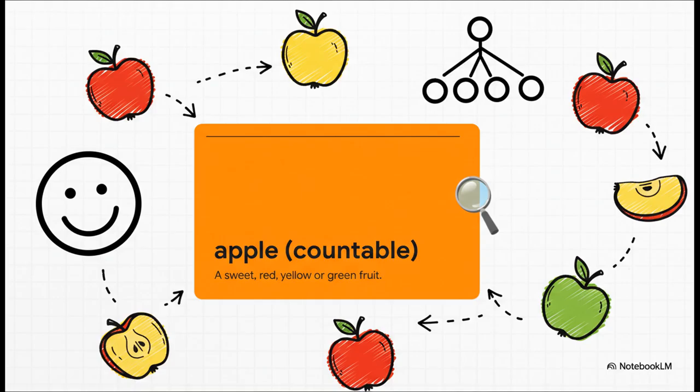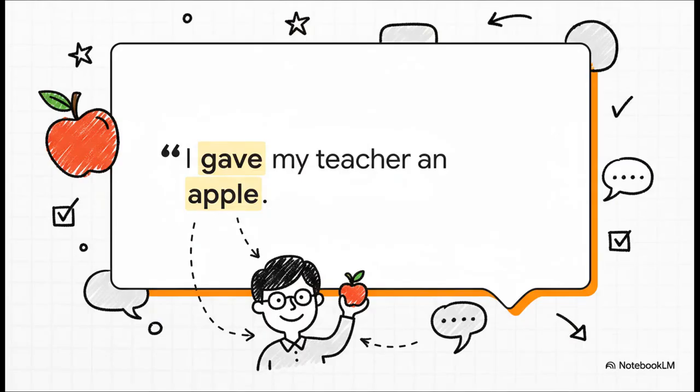Sweet, red, yellow, or green fruit. That's it. And check out the example sentence. It's exactly the same. Every single word here, I gave my teacher an apple, is one you'd expect a new English learner to get right away. It gives you perfect context without muddying the waters at all.